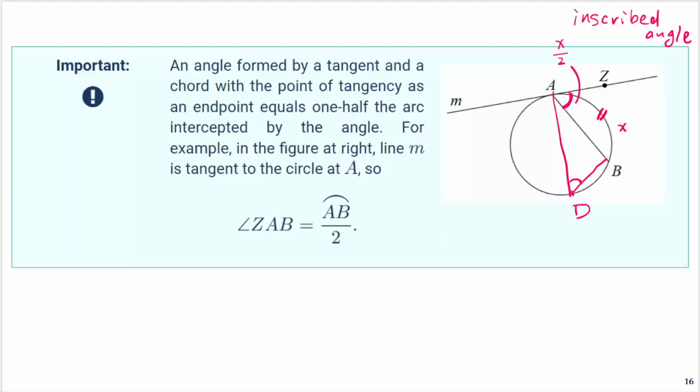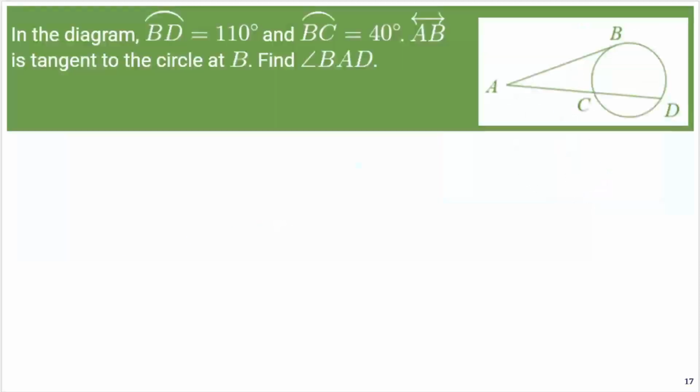Okay, let me know if you finish, alright? Alright, good. So now we turn to angles formed by a tangent and a secant. Let's consider another problem. In this diagram, arc BD is 110 degrees. Arc BC is 40 degrees. Line AB is tangent to the circle at point B. Can you find the angle BAD here?